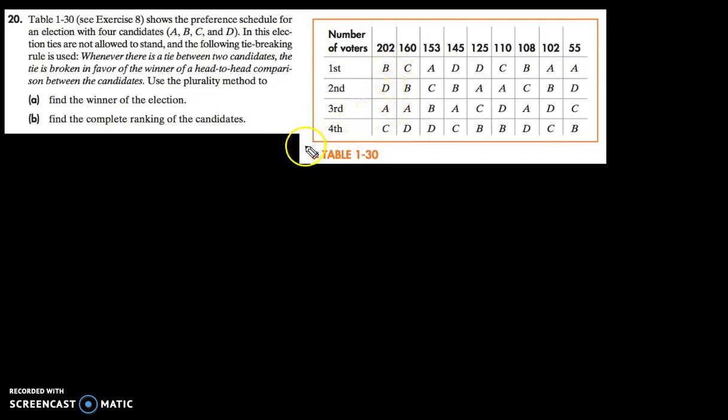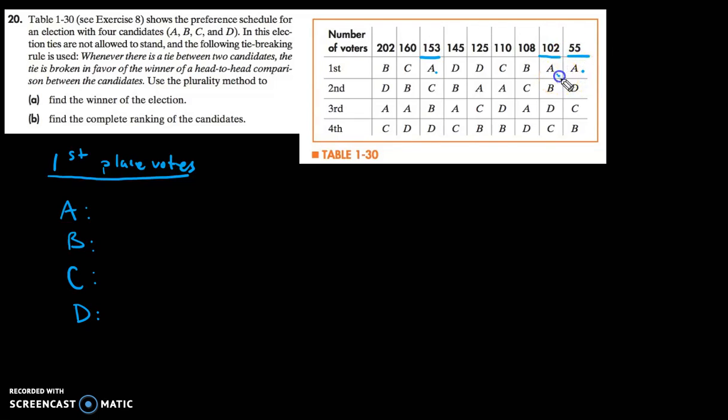Okay, so first, if all we care about is first place votes, then we have to count up first place votes of all the candidates. So first place votes. Okay, so let's look through. Looks like these 153 people put A first. Also, these 102 people put A first, and these 55 ballots put A first.